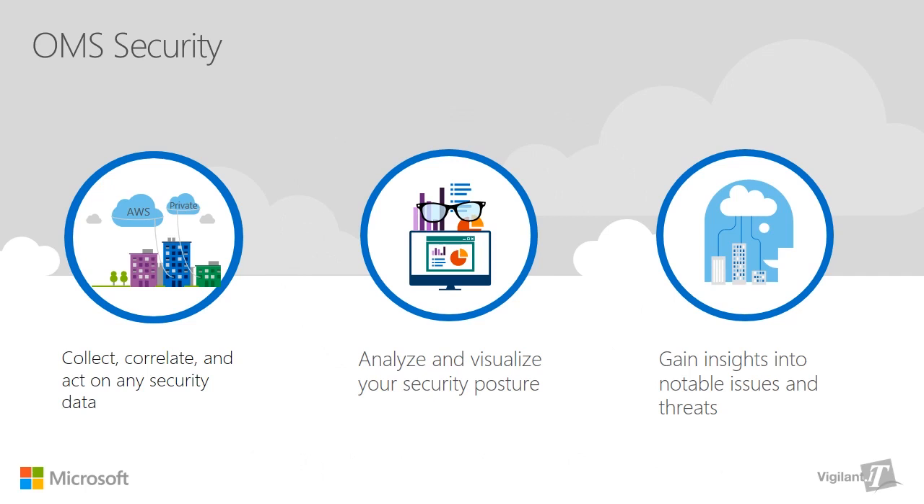OMS Security and Compliance is a security solution on top of OMS and can be split into 3 areas. One pillar is the collection of the security data. The second pillar is about analyzing and visualizing the security data. And the third pillar is giving you real insights about that.